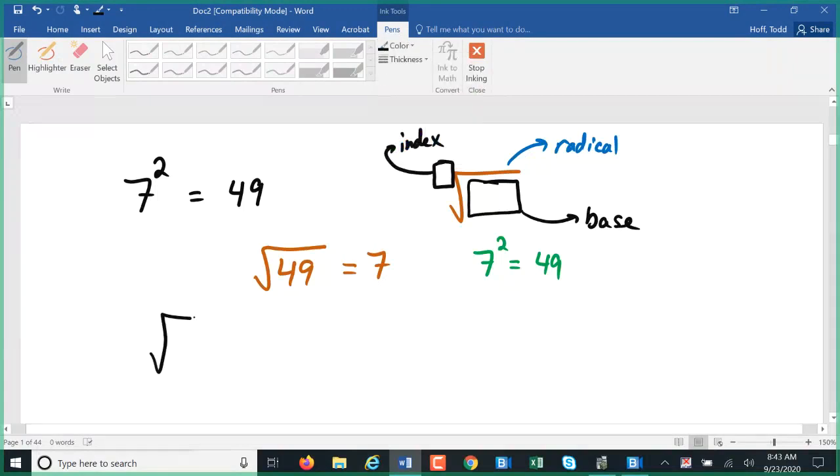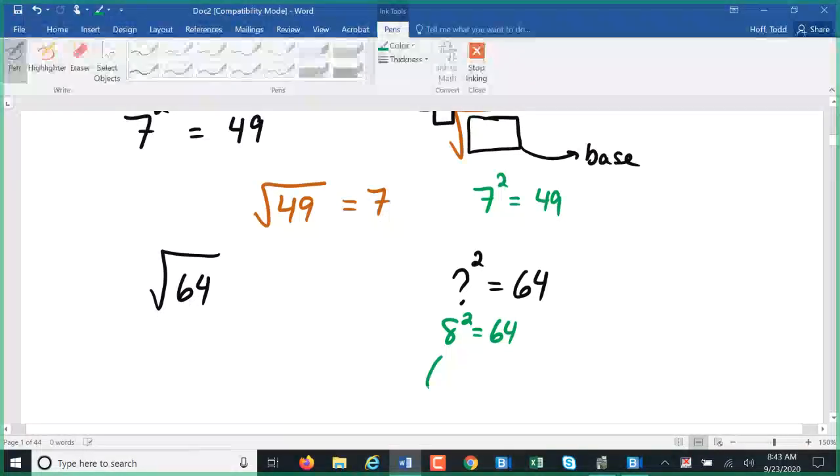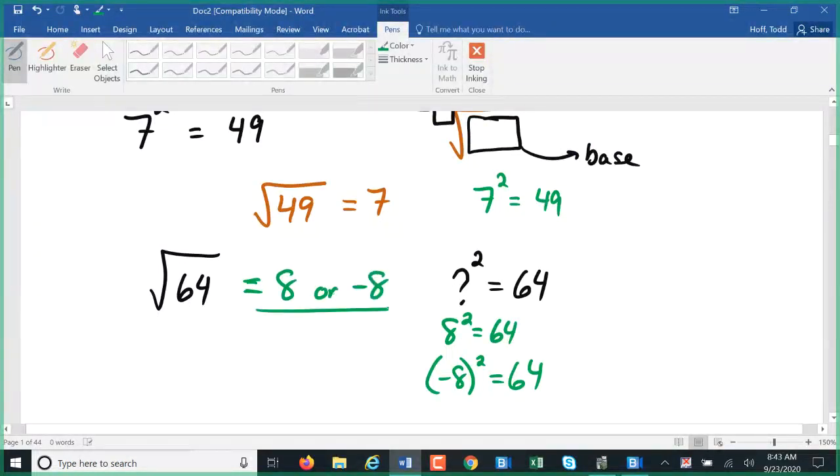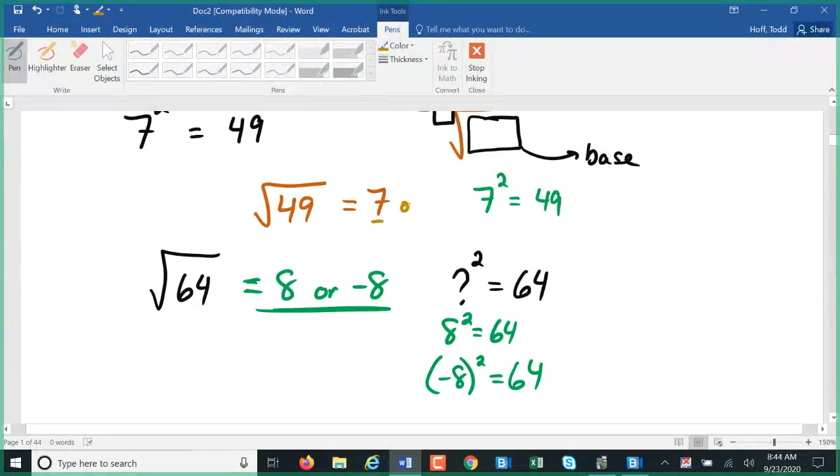So the square root of 64 is asking us what number squared equals 64? Now, this is not as straightforward as you would think because we've done our negative numbers now. We know that 8 squared equals 64. But we also know that negative 8 squared, a negative times a negative is a positive, is also 64. So technically the square root of 64 is 8 or negative 8. Just like up here, the square root of 49 is technically 7 or negative 7.